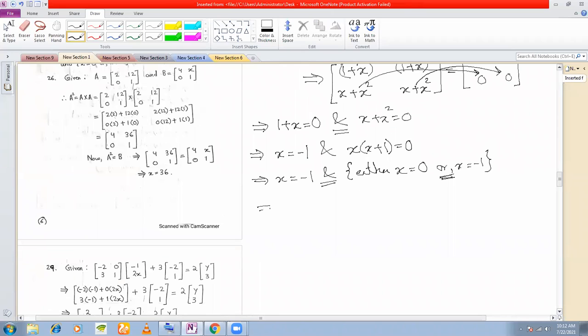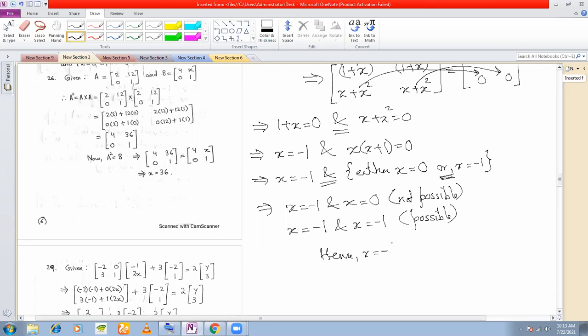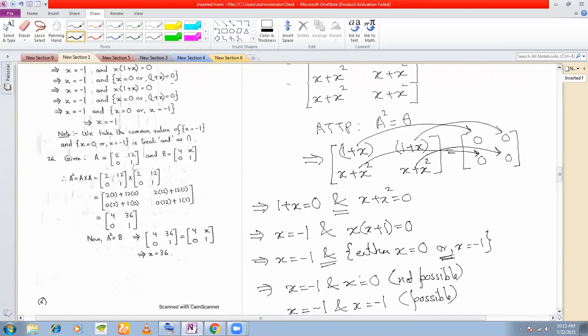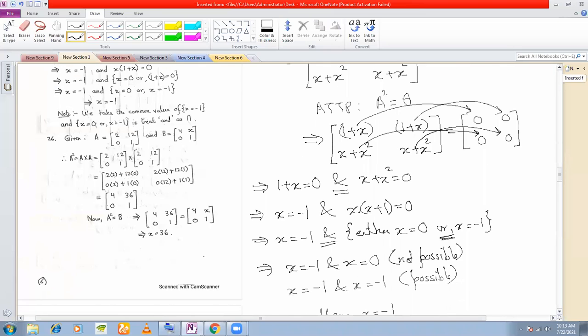So what should be the value of x? x is equal to -1, and is it possible that x is equal to -1 and x is equal to 0? Not possible, right? So which one is possible? x is equal to -1 only, right? And x is equal to -1 is possible. Hence, x is equal to -1. Clear with this? We'll move on to the next problem.